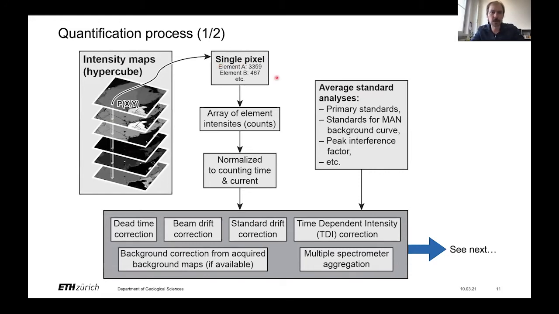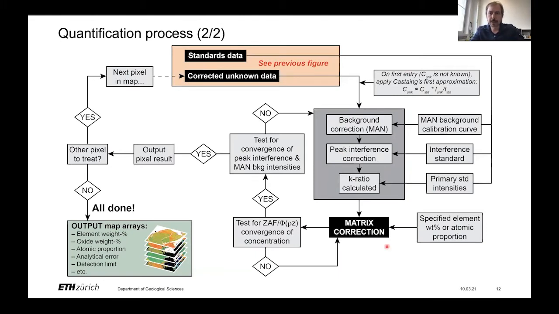So we take for every single pixel all these corrections into account. We acquire also, of course, standards, and then all this information enters this double loop where we correct for the backgrounds using the mean atomic number background correction. We do peak interference corrections, we calculate the K ratios, and we enter this loop here where we do the matrix corrections. Then we come out of this first loop and enter back into these other loops where we check for convergence of the peak interference corrections and the mean atomic number background intensities. When everything is good, then we get out of the loop, we output the pixel, and we continue with the next pixel.